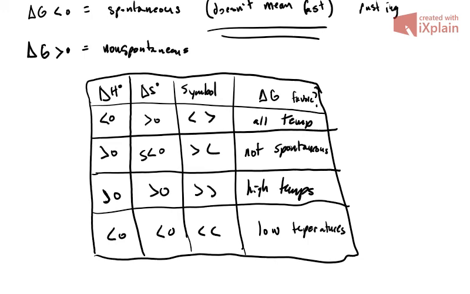So I'll put it in red here. Negative, positive: always spontaneous. Positive, negative: never spontaneous. Positive, positive: only at high temperatures. And negative, negative: only at low temperatures. So that is that. That table will help you determine whether an event is spontaneous or not spontaneous.